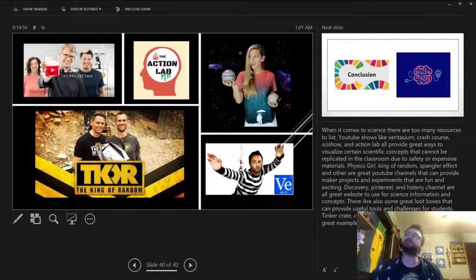Discovery, Pinterest, and History Channel are all great websites to use for science information or projects and concepts. There are also some great loot boxes that can provide useful tools and challenges for students. Tinker Crate, Curiosity Box, and the Action Lab box are great examples of these.